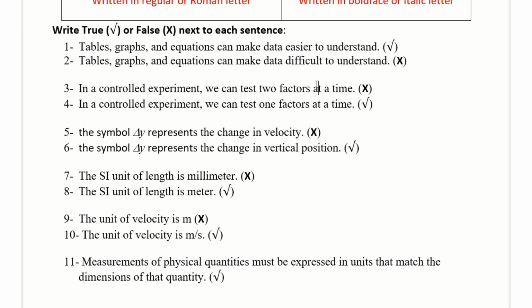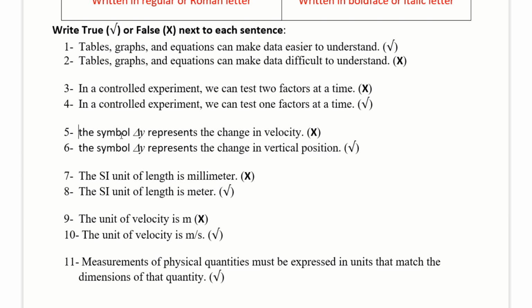Difficult to understand? No, this is not correct. It is easier, correct. In a controlled experiment, we can test two factors at a time. In one experiment, can you test two factors at one time? No, this is not correct. So the next one, in a controlled experiment, we can test one factor. Yes, we can test only one factor at a time.